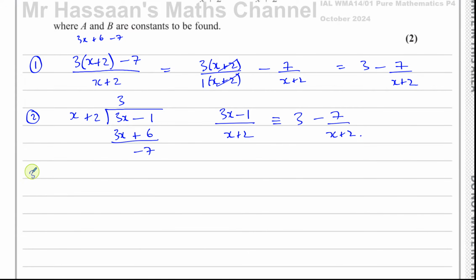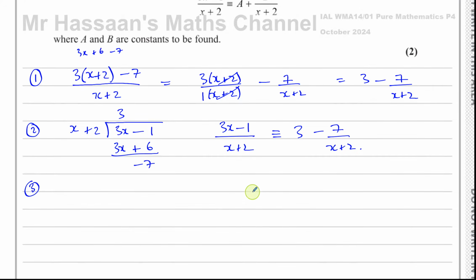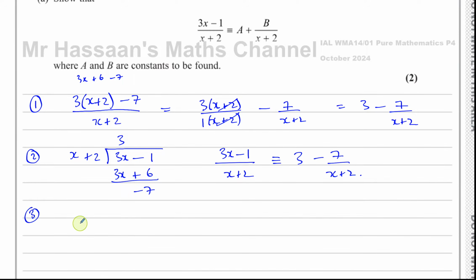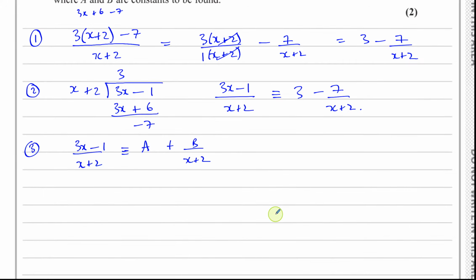is by what's called comparing coefficients. So we start off with (3x minus 1) over (x plus 2) is identical to a plus b over (x plus 2). What I'm going to do is multiply both sides by x plus 2. So I end up with 3x minus 1 equals a times (x plus 2) plus b.